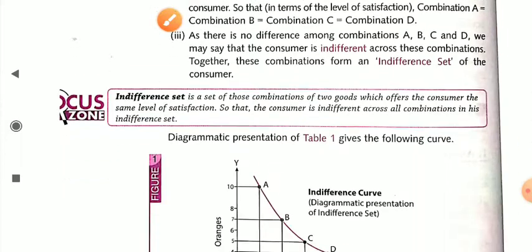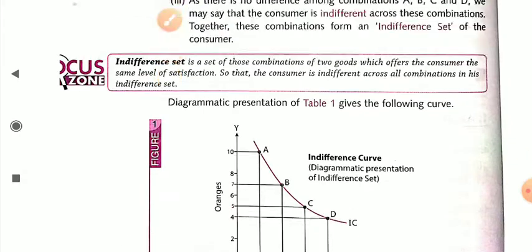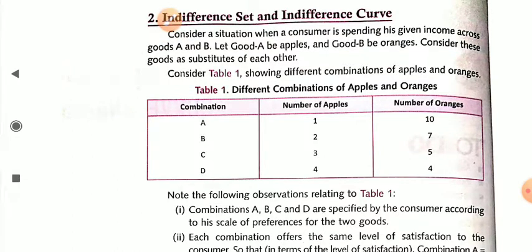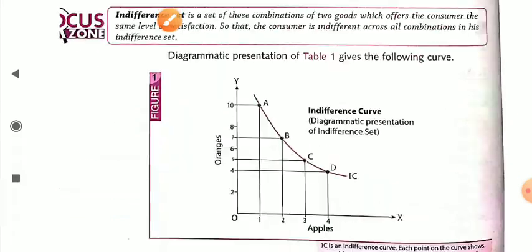Okay, student, now move to our next point, which is the indifference curve. Dear student, when we plot our indifference set in a graph, in a graphical manner, it becomes an indifference curve. That's why the indifference curve is a graphical representation of two commodities. It shows the different combinations of two commodities which give the same level of satisfaction to the consumer. So when you plot these points of apple and oranges in your graph, you will find your graph like this.